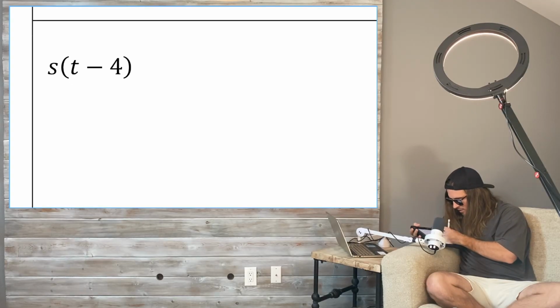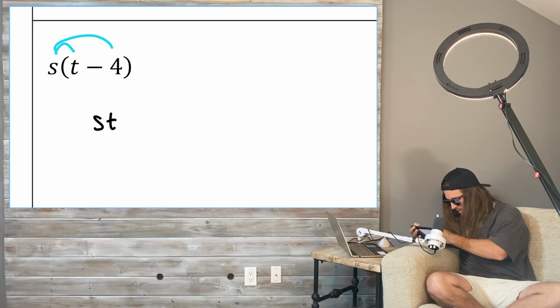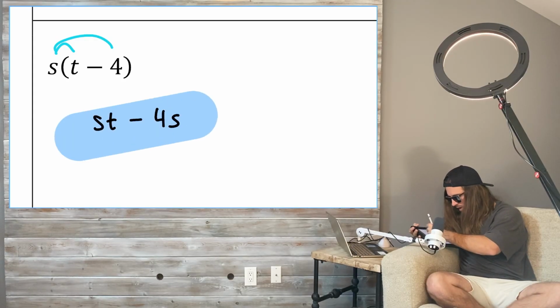Down here, if we distribute the s, we have st minus 4s is the answer, just like that.